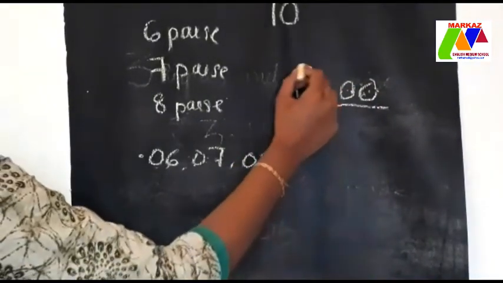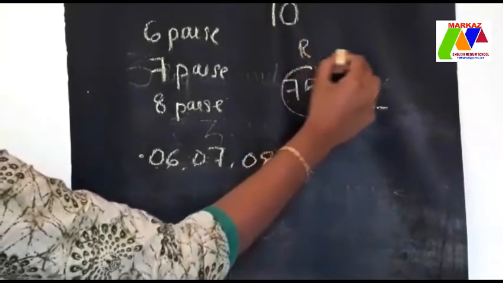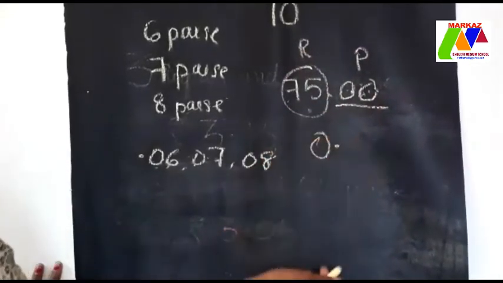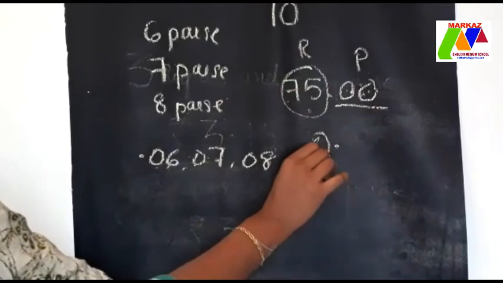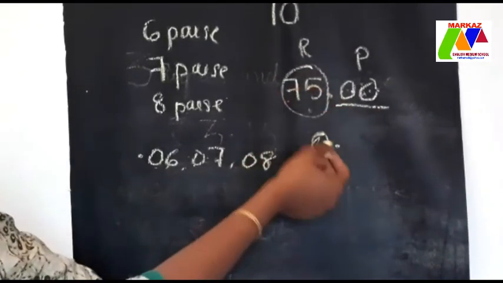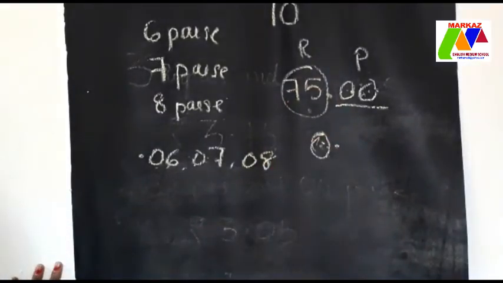And the rupees always have 1 digit. Okay. So if there is no rupees, we have to add a 0 before the decimal point. Understood? Now let us move to the next one.